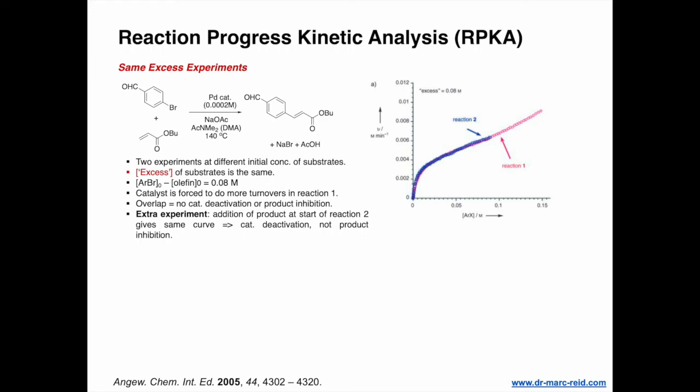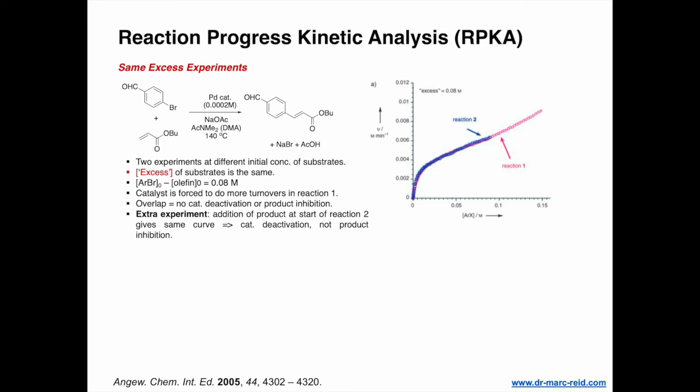If we conduct this experiment at two different starting concentrations of the substrates, but keep the excess of one substrate over the other the same, i.e. the same excess, then we are essentially able to make the catalyst do more turnovers to the product. If you look at the graph on the right hand side, we co-plot reaction 1 and reaction 2. In the plot of rate versus RL bromide concentration, the fact that the lines from the two experiments overlap means that there is no catalyst deactivation occurring.